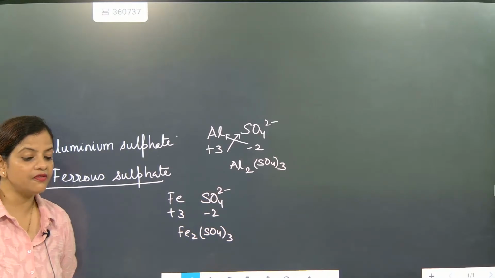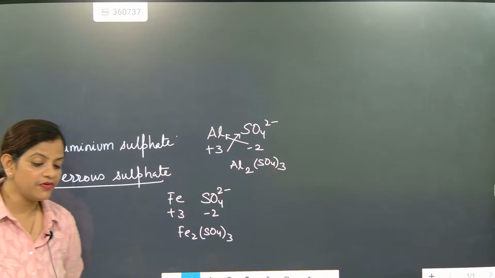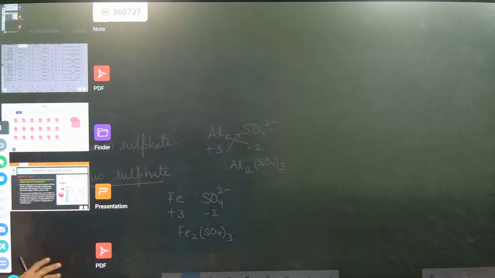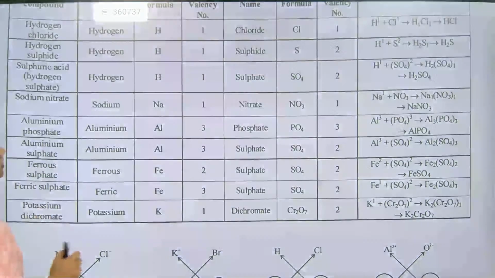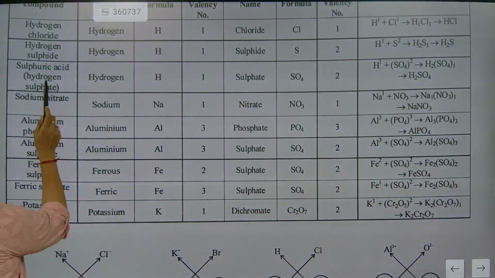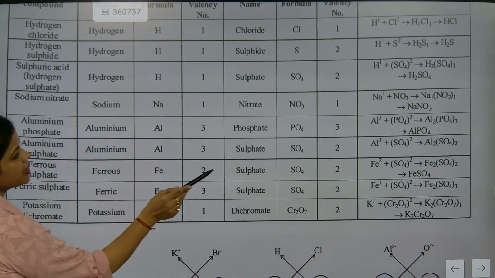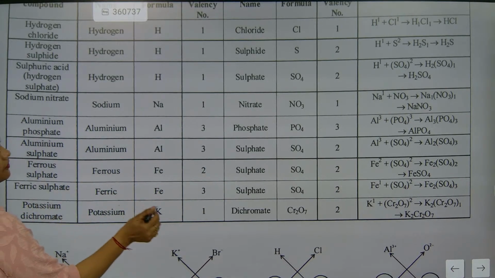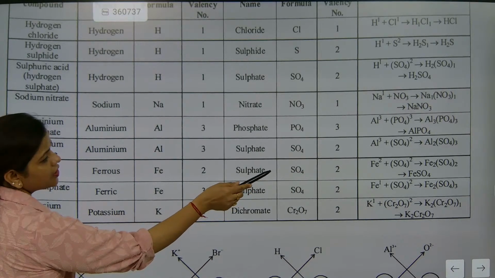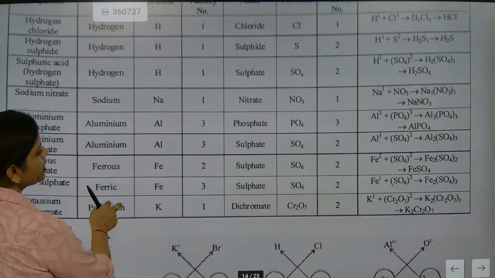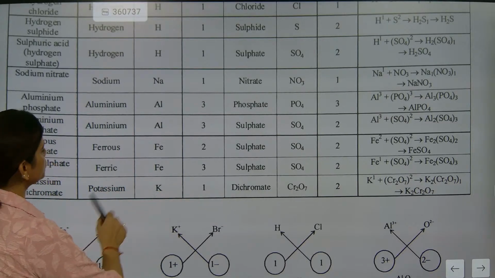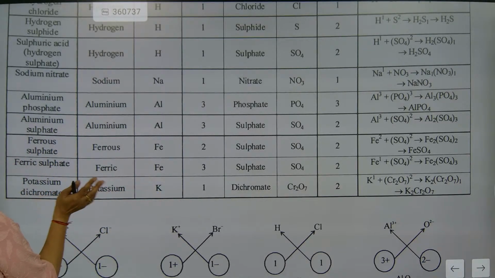The name also matters, beta, sulfate, sulfide, whenever we are writing. It's very important to note down these things, beta. See, aluminium sulfate, Al2(SO4)3. After that, ferrous sulfate is Fe2(SO4)2. Ferrous and ferric are different. Ferric sulfate is Fe2(SO4)3. So the name I have to change, ferrous sulfate.